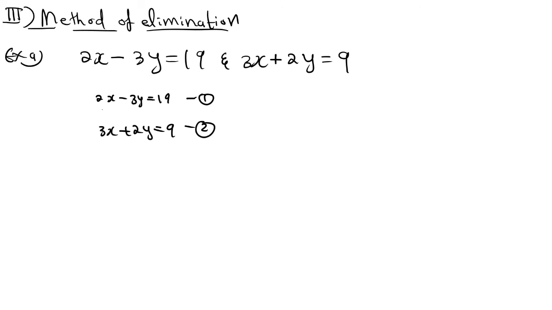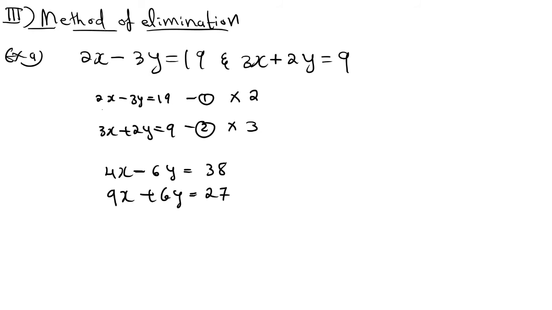So to cancel these numbers, first I'm multiplying equation 1 by 2 and equation 2 by 3. Then 2 into 2 is 4x, minus 3 2s are 6y, equal to 38, and 3 3s are 9x plus 6y equal to 9 3s are 27. Now I'm doing addition, because if you add these equations, minus 6y and plus 6y get cancelled, right?